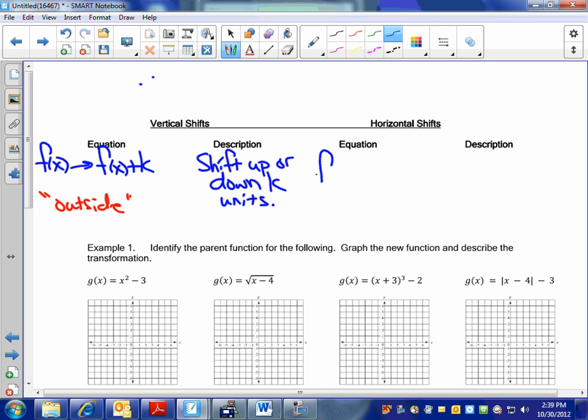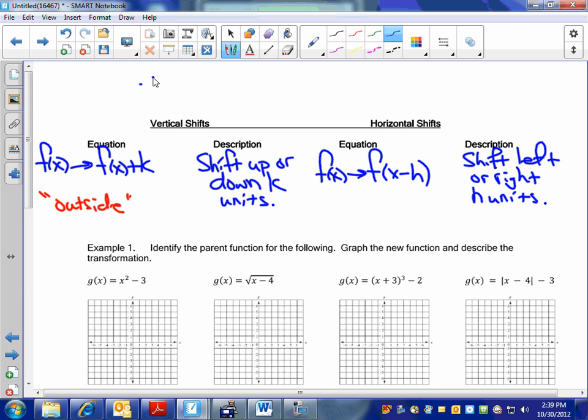If it's a horizontal shift, f of x will map to f of x minus h. And it will shift left or right h units. Is the h on the inside or outside? Inside. So therefore, it is horizontal. If it's on the inside, it's horizontal. If it's on the outside, it's a vertical piece. This is what we have.